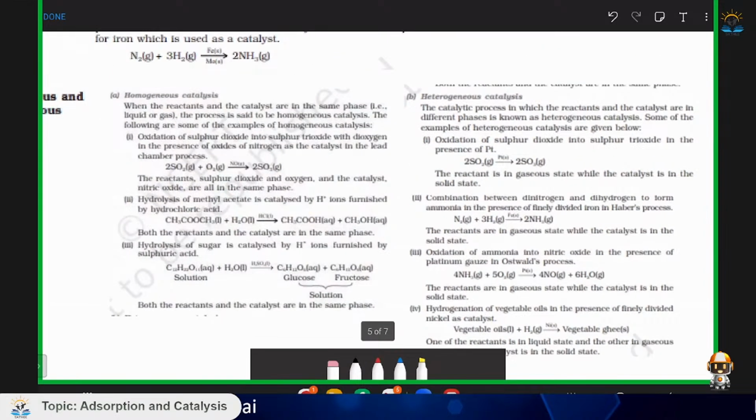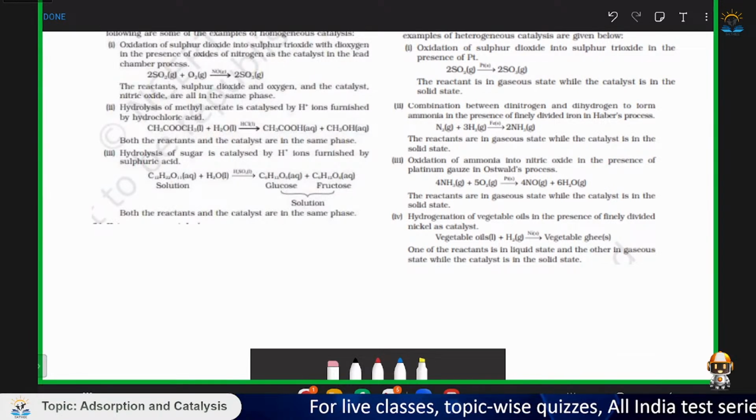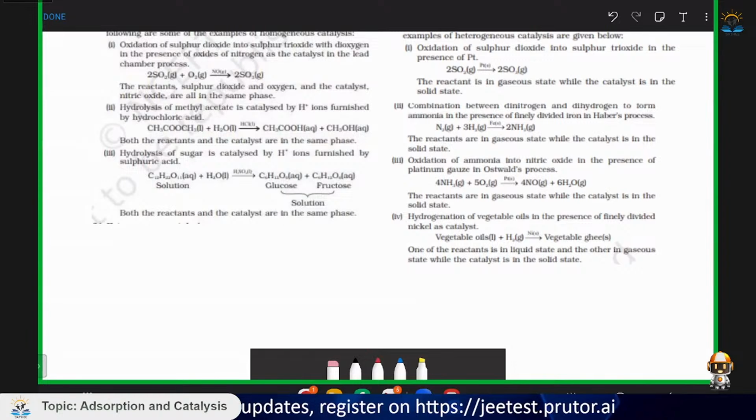Heterogeneous catalysis, your contact process. Instead of your NO gas, you're using that. Nitrogen, Haber's process. Third thing, Ostwald's process. Back from Haber's process in using of Ostwald's process. Haber's process is the biggest industrial process, like most quite commercial. Hydrogenation of vegetable oils, your vanaspati production.